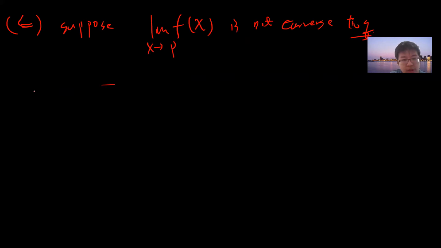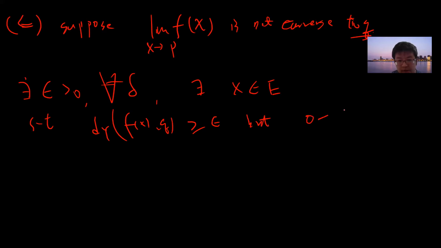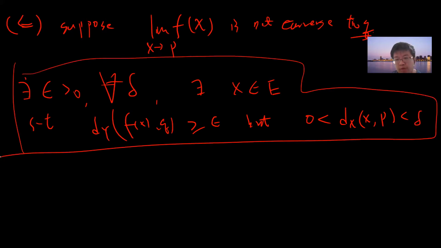Okay, so that means what? There exists epsilon greater than 0 such that for every delta, there exists x belonging to E such that the distance of f of x and q is greater than epsilon, but the distance of x and p is less than delta. So this is just the negation of the original sentence.